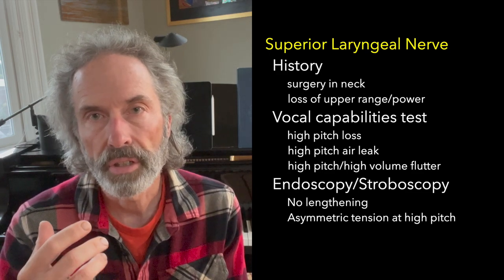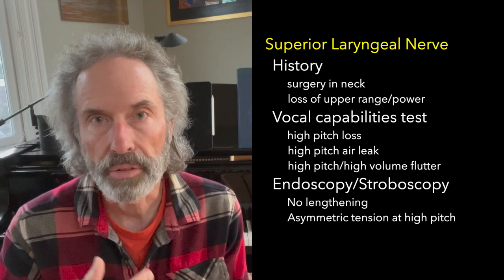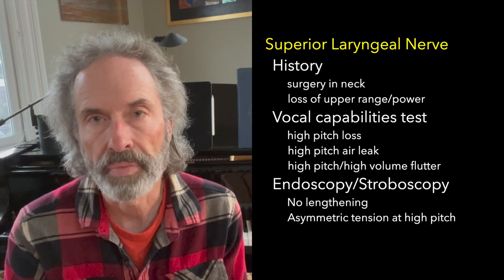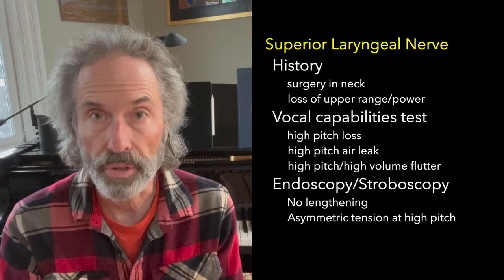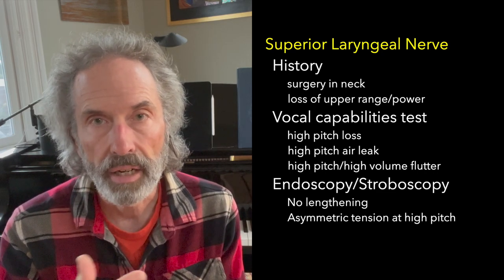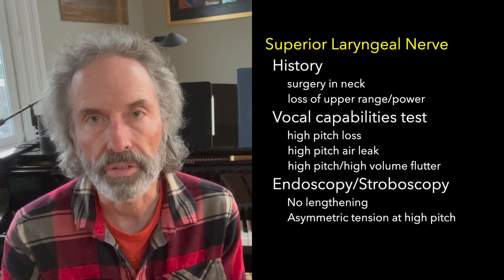And then listening to the high range at low volume and high volume can elicit findings that orient the examiner to a superior laryngeal nerve injury. And lastly, when looking at the voice, it's absolutely essential to look at the vocal cords at high pitch because that's where the impairment is going to be present.